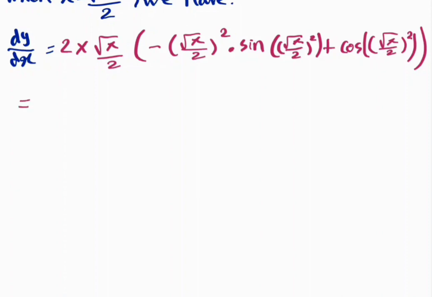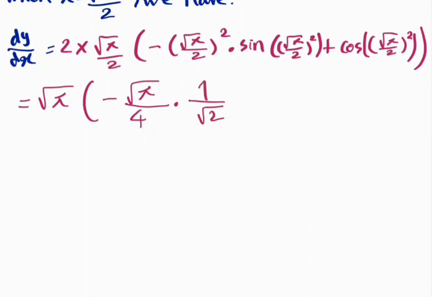Now we should continue the simplifying process. So we have root pi outside times, root pi over 2 squared is pi by 4, and this is negative, so negative pi over 4, and times, inside the bracket it's pi over 4, and sine pi over 4 is 1 over root 2, so this has an exact value, and plus, again inside is pi over 4, and cos of that is again 1 over root 2.